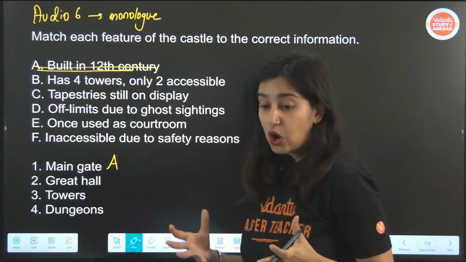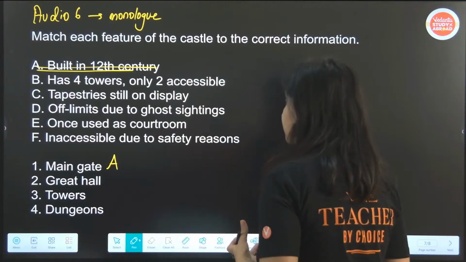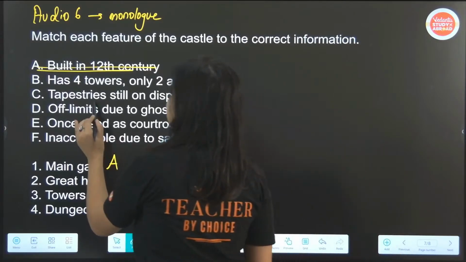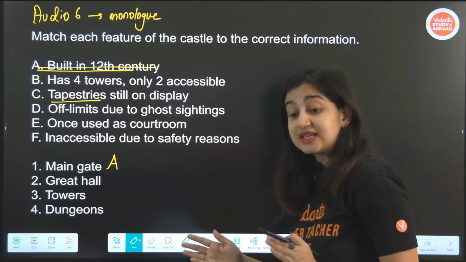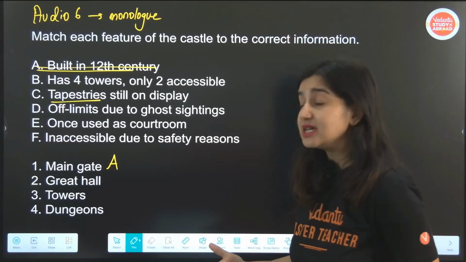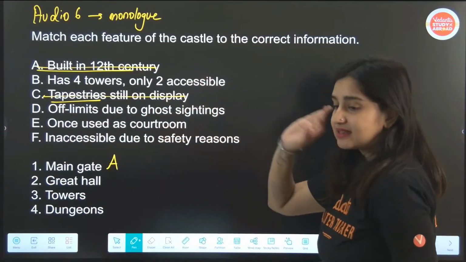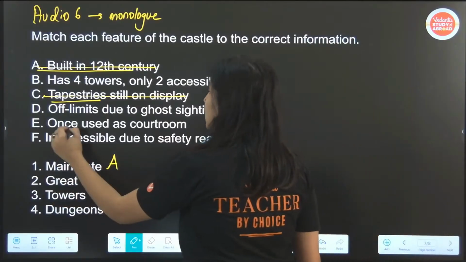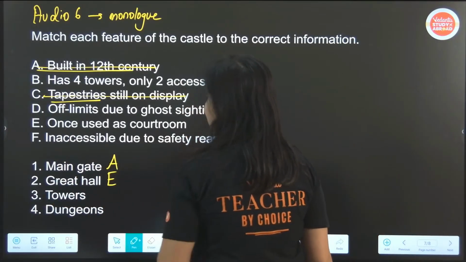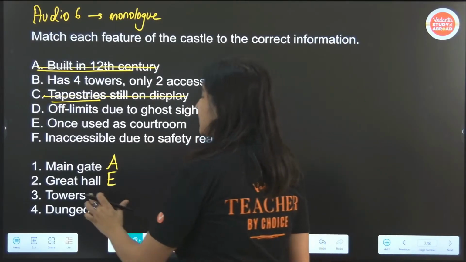Next, the Great Hall. What are the different things that was said about the Great Hall? Yes, there was mention of tapestries, but they are not still on display because the tapestries are now displayed in the museum, London Museum. So this is out. Next thing that was said is that yes, it was used as a courtroom sometimes. So Great Hall, E, once used as a courtroom. Absolutely correct.